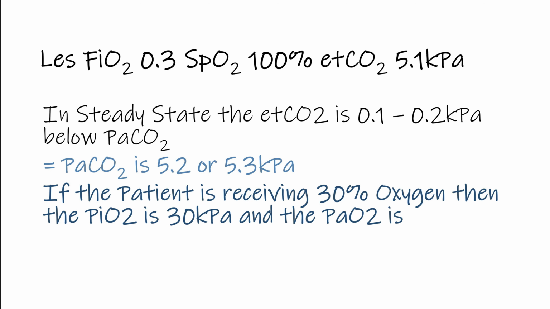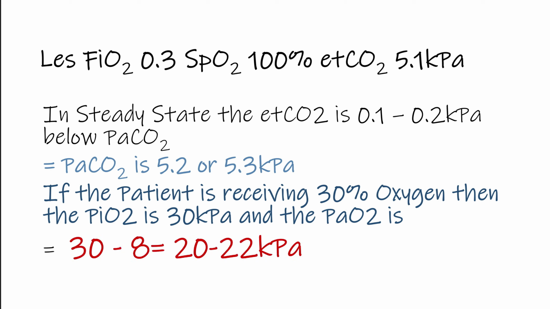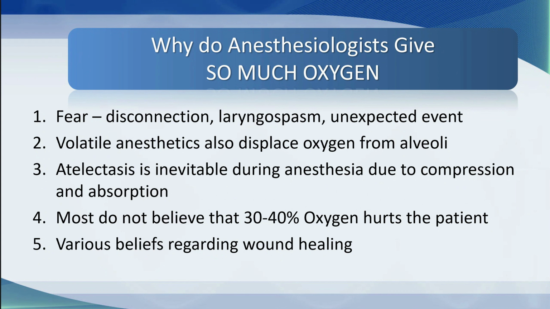If the patient is receiving 30% oxygen, then the PiO2 is 30 kilopascals and the PaO2 is 30 minus 8 or 22 kilopascals, with a little bit of wiggle room, maybe 20 kilopascals. So pretty simple, right? And the question is, well, that's a long way, in Les's case, above the 13 kilopascals that we would normally have, and we don't even get excited unless the saturation is below 92%. That's 8 kilopascals. So that's nearly 3 times the amount of oxygen that you think the patient needs. So why do anesthesiologists give so much oxygen?